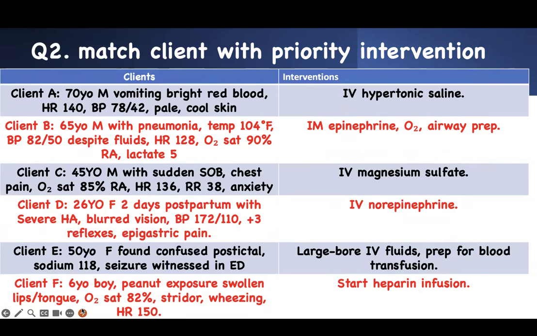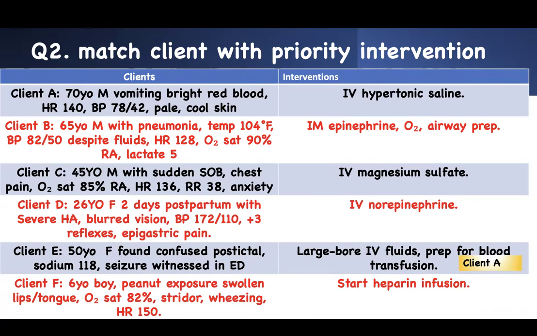So we have the 6 patients. I put all of them here. The one vomiting blood, who is in hemorrhagic shock. What do you think he needs? IV hypotension, IM epinephrine, IV magnesium, IV norepinephrine, 2 large bore IVs, and prep for blood transfusion or start heparin infusion. What do you think? Hemorrhagic shock, bleeding because he's vomiting blood. What would you give the patient? Bring your content. And you know this patient needs blood. So client A needs blood.